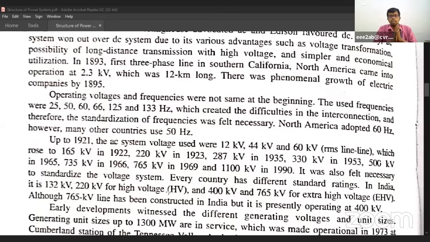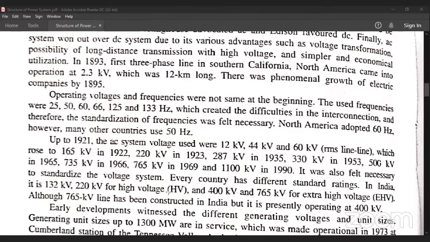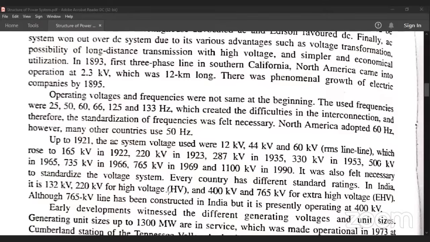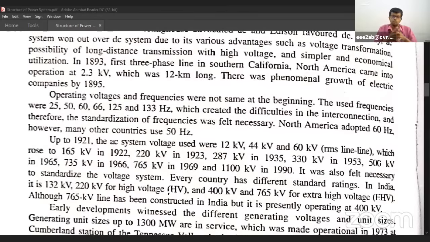That standardizing voltage, transmission of voltage: the entire thing you will be studying in detail in the next part. That is Power Systems 2. This part we are concentrating only on generation and distribution. We'll discuss something about transmission also, but the entire transmission part you'll be studying in the next part.